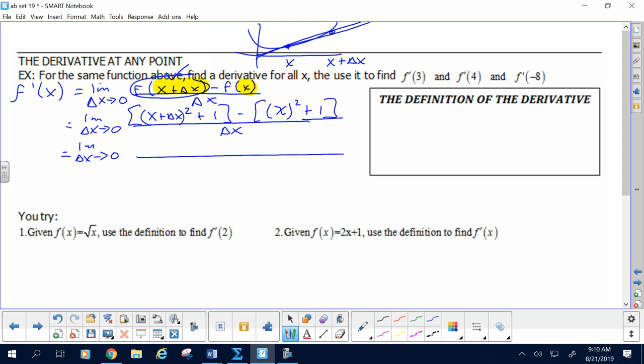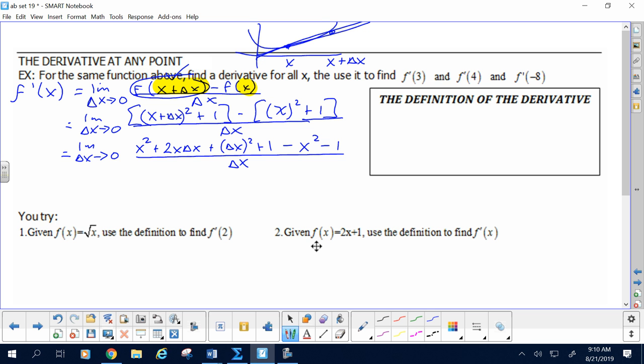So we need to now evaluate the limit, but it's way too sloppy. So let's clean it up with some algebra. What's the square of x plus delta x? X squared plus 2x delta x plus delta x squared. The 1 is still there. And if I distribute the negative, it's so crucial that you have those parentheses or brackets around the second thing, because that negative gets distributed to both the x squared and the 1. If you don't use those parentheses, then your derivative will come out wrong.